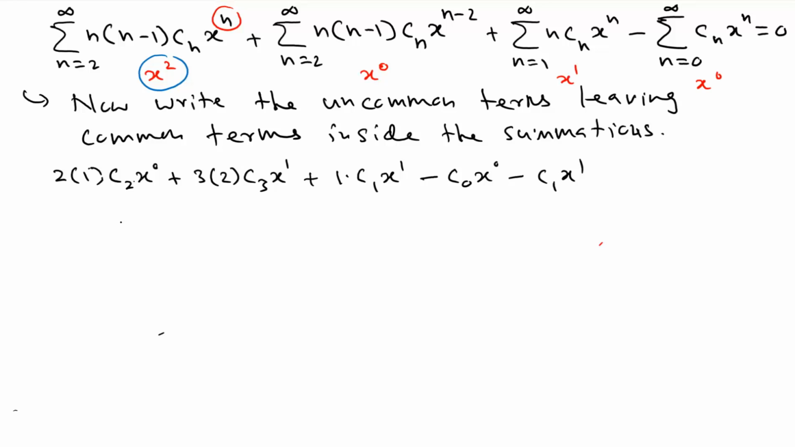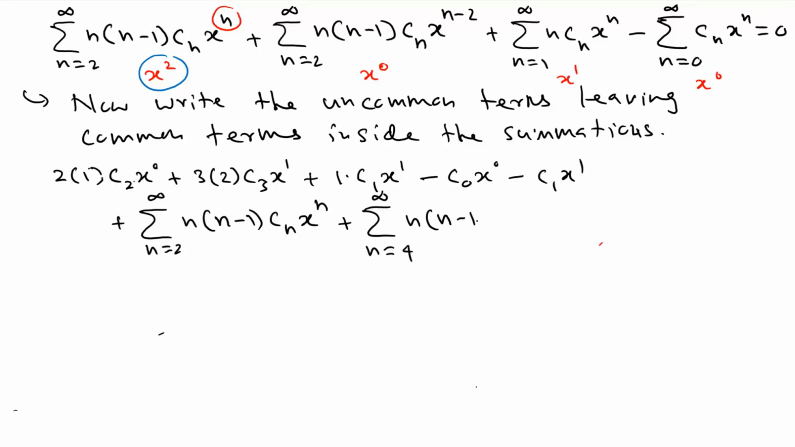So there's a common one from the first one. So n going from 2 to infinity, n minus 1 cn xn. Well, that's a common one, n equal 2. And then here you can see that x0, you have to leave the first 2 index because that's already gone. So you have to start with the third index. So that means it's 0. So you have 2 and 3, so you start with 4. So 4 to infinity, n minus 1 cn xn minus 2.